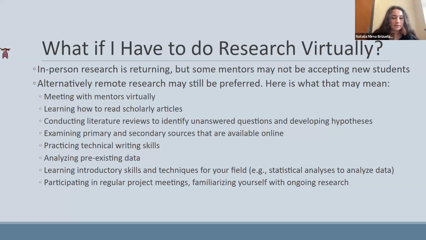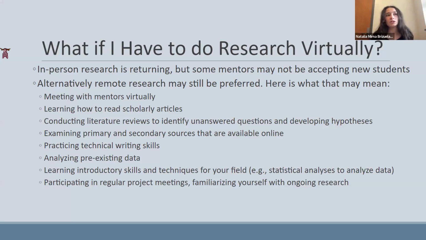Learning introductory skills and techniques for your field, such as statistical analyses to analyze data. For example, in biology, a lot of introductory skills and techniques include, like I was talking about earlier, PCR, polymerase chain reaction, or understanding how to look at genes through GEDmatch. There are plenty of skills that are used very widely throughout fields.